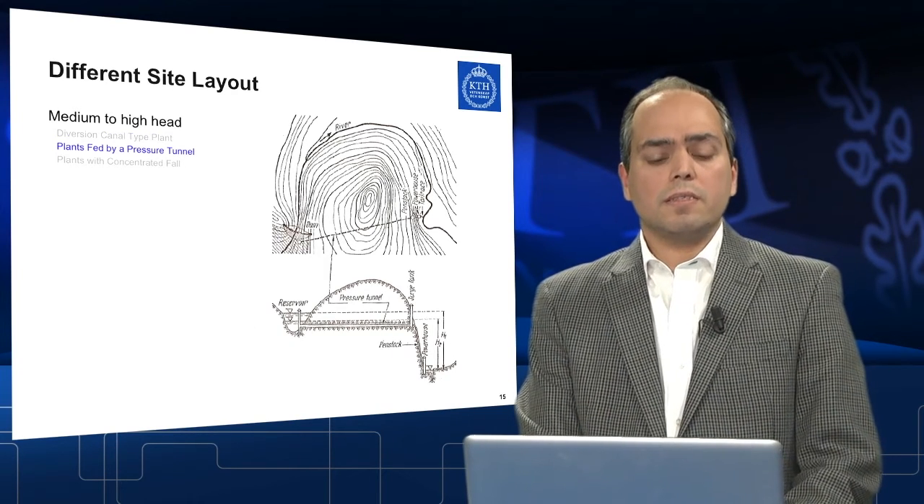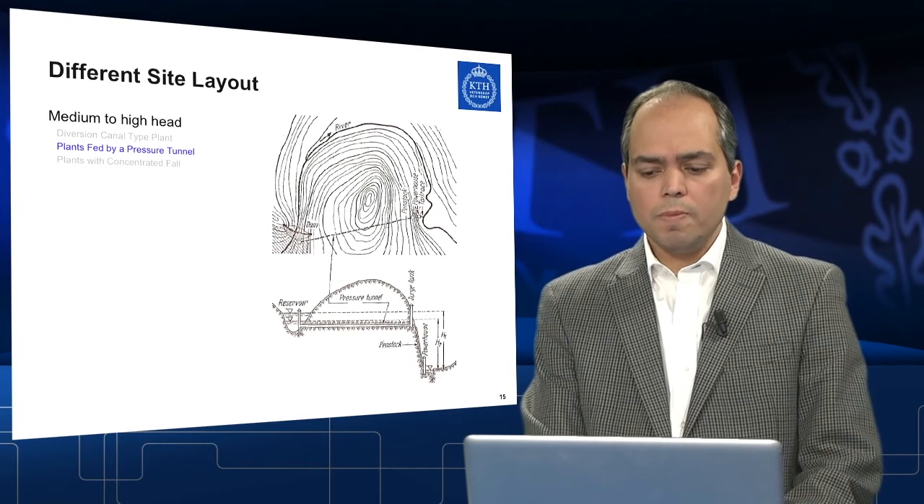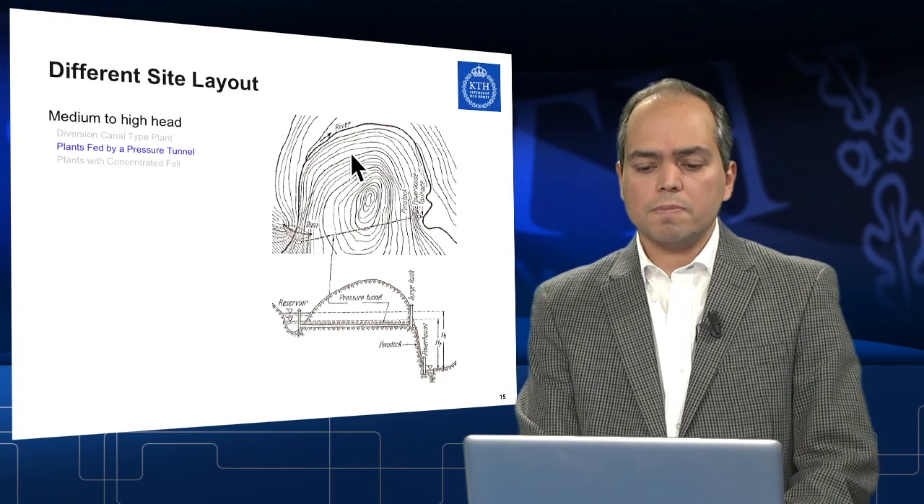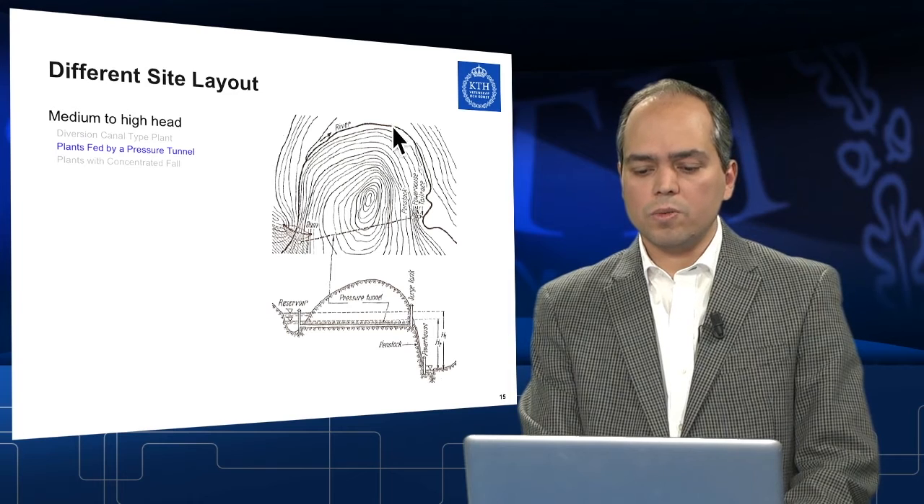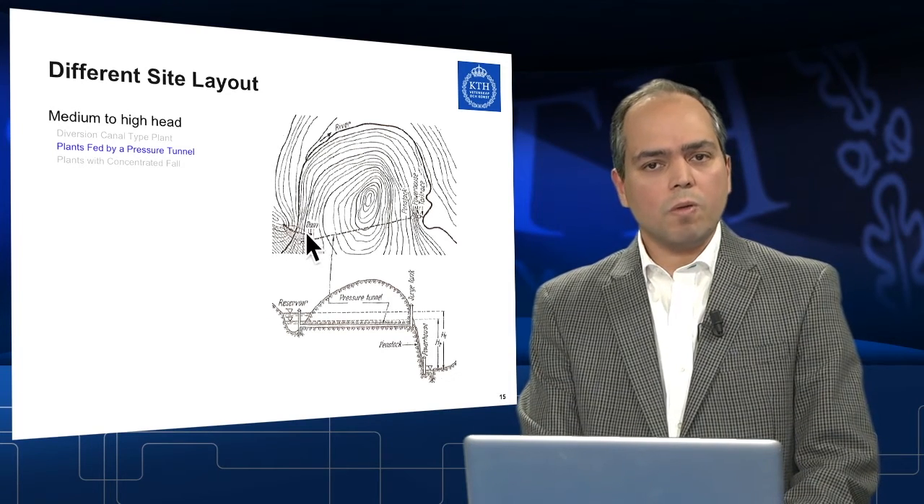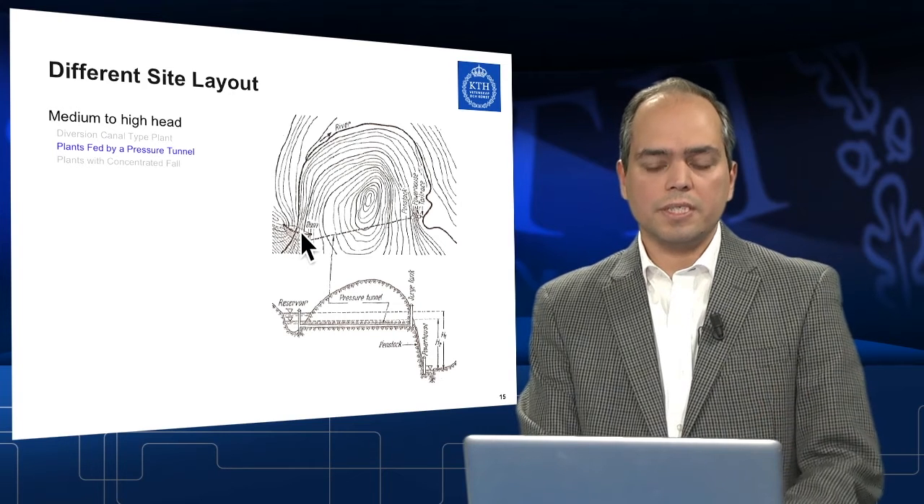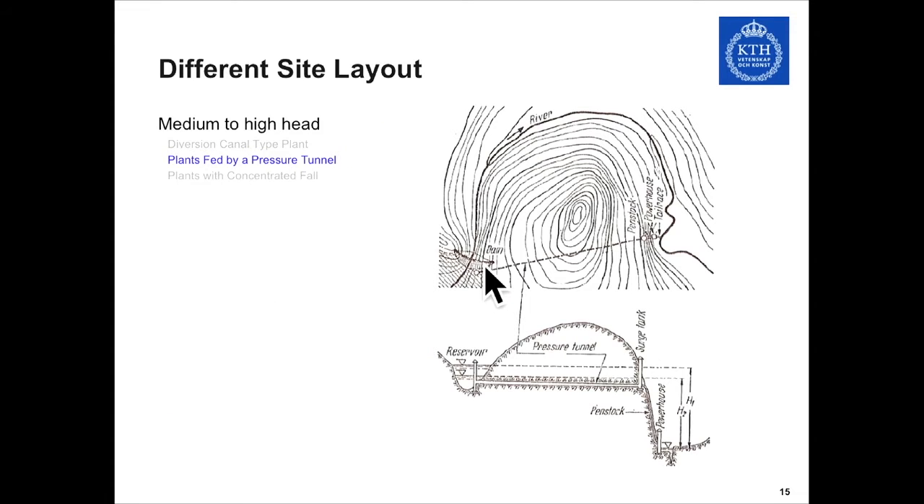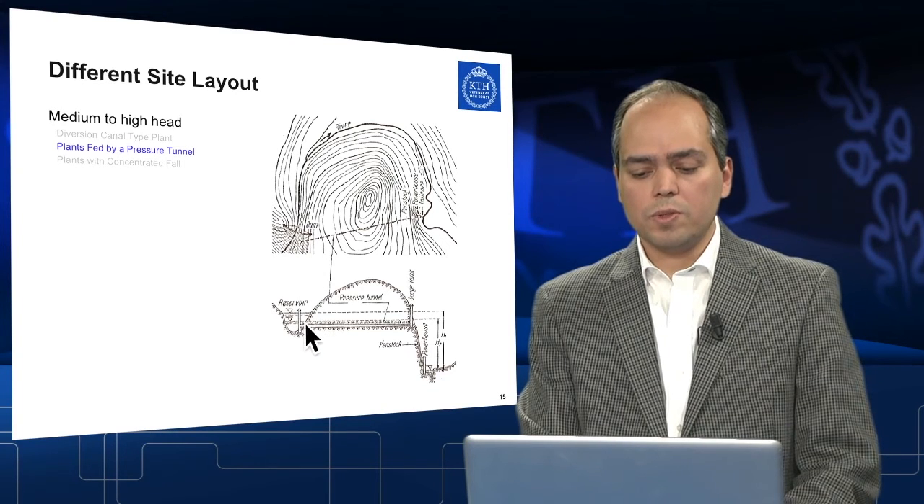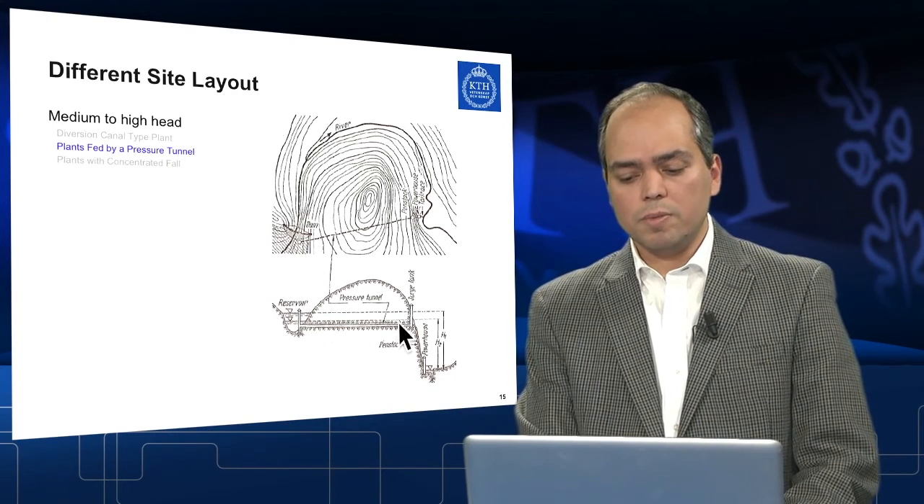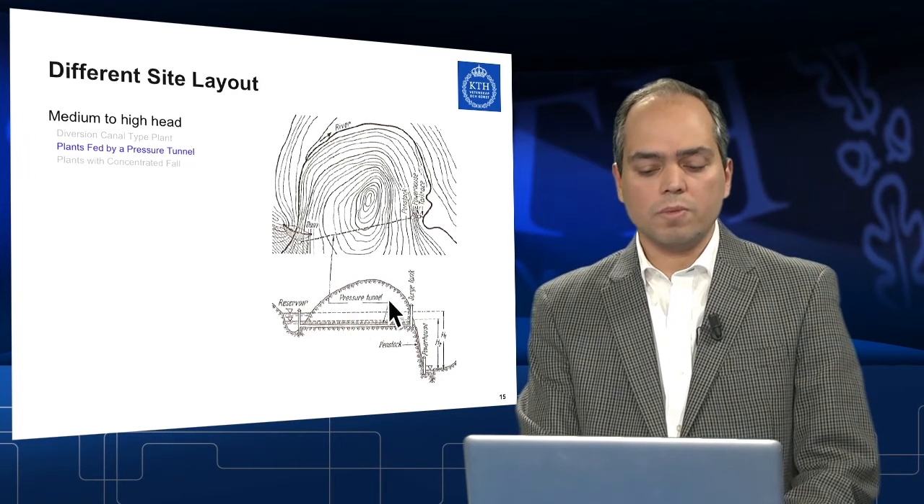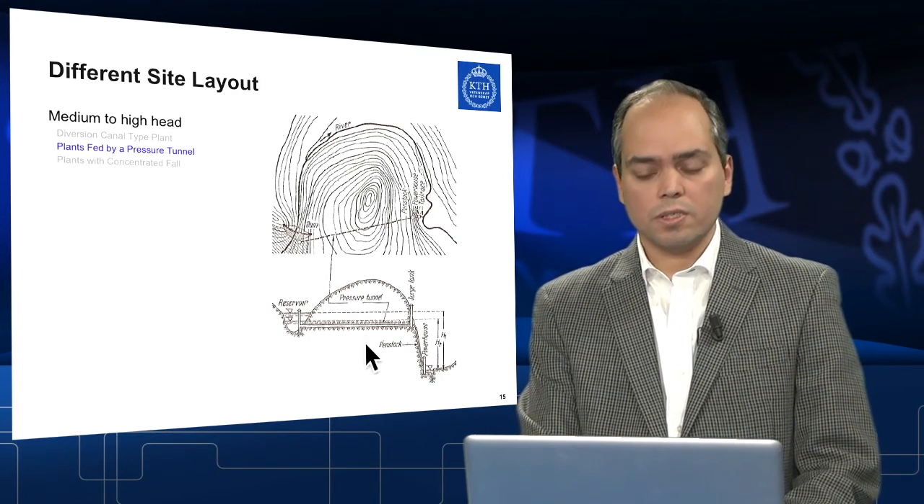So the second type is the plant fed by a pressure tunnel. Again, you could see the contour levels here, the river that goes around here. Normally, a small dam or barrier is created here to make available a very short amount of storage for water, and then water is transported here through the tunnel toward the powerhouse, which is located here. If you look at the plan here, you could see that water goes under the mountain or under the high elevated area in a pressurized tunnel.